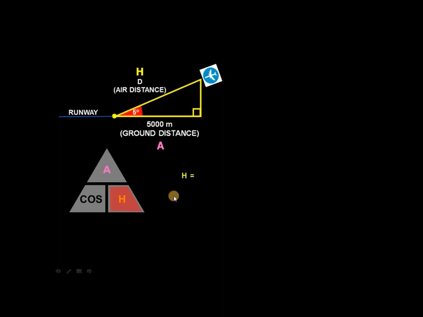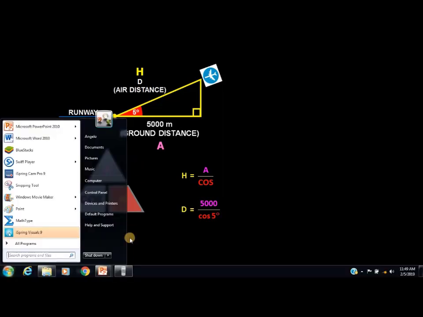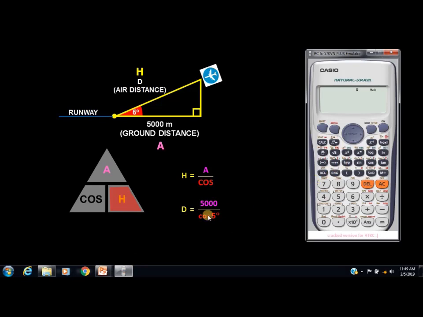H is equal to adjacent over cosine. We now replace H by the letter d, A by the number 5,000. Don't forget, with cosine we need 5 degrees. Here's what we get. We now use a calculator to do this. So this is the fraction key. 5,000. Come down, cosine 5. Don't forget to close the bracket and go to the right. Now you can go equals.